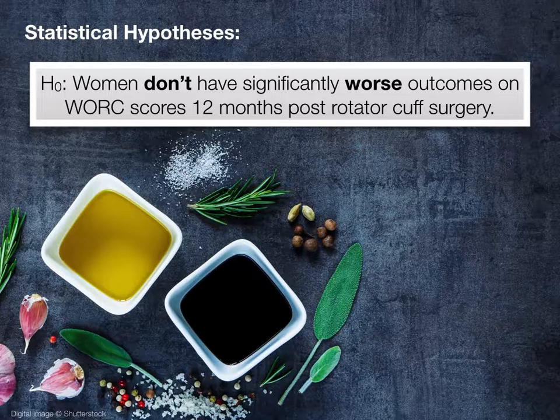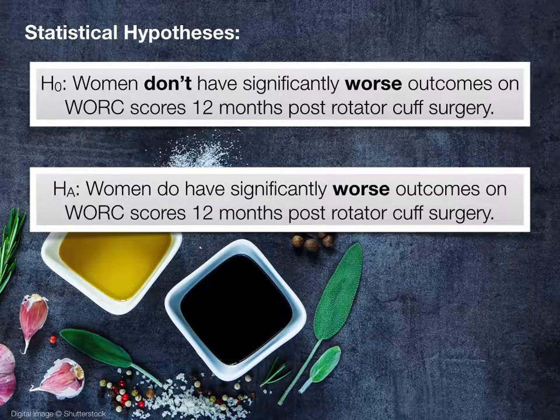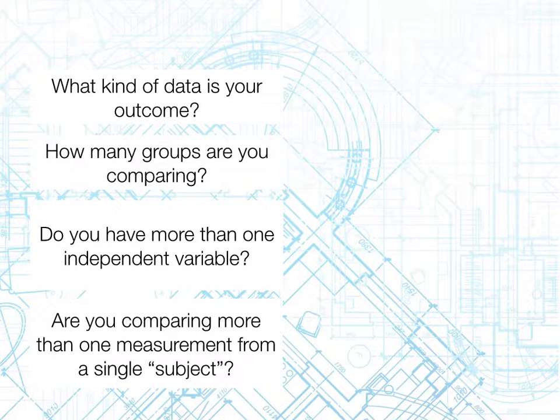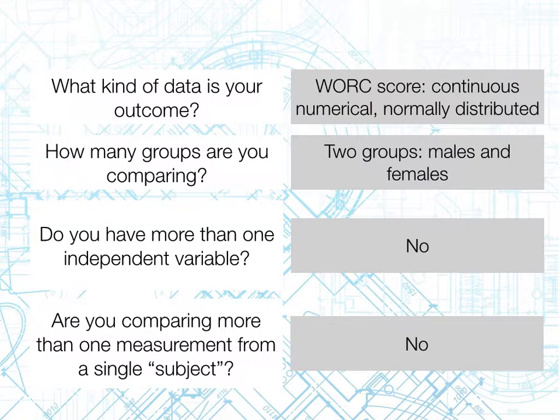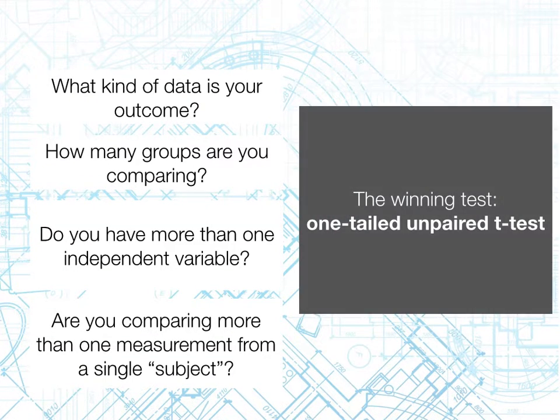We're going to tweak our previous example a bit. Check out the difference in wording of our hypotheses. Note that I've imposed a direction on the potential difference. So back to our questions, and the answers are all the same here, except that our test of choice is a one-tailed t-test.